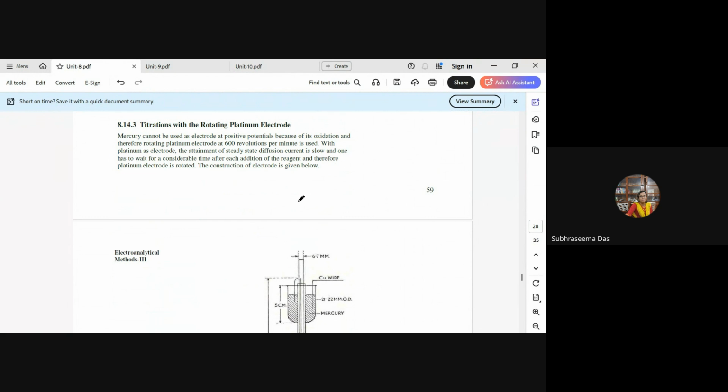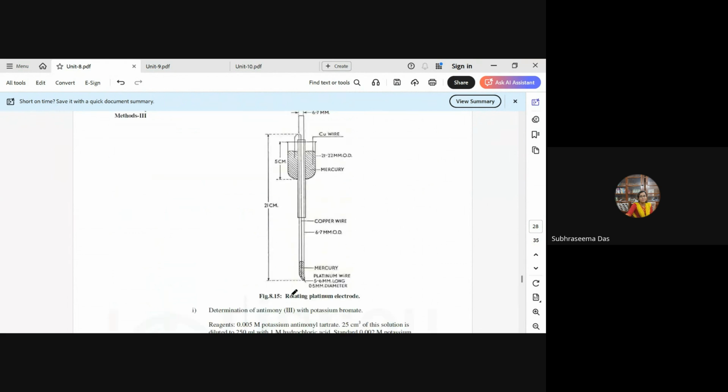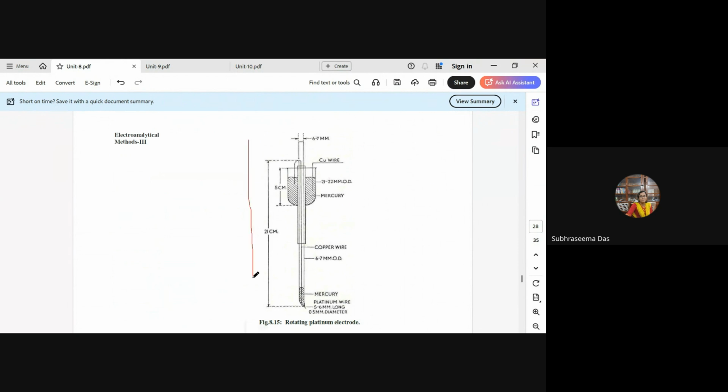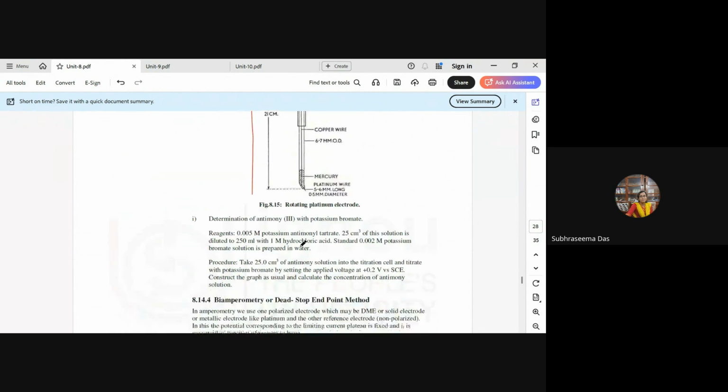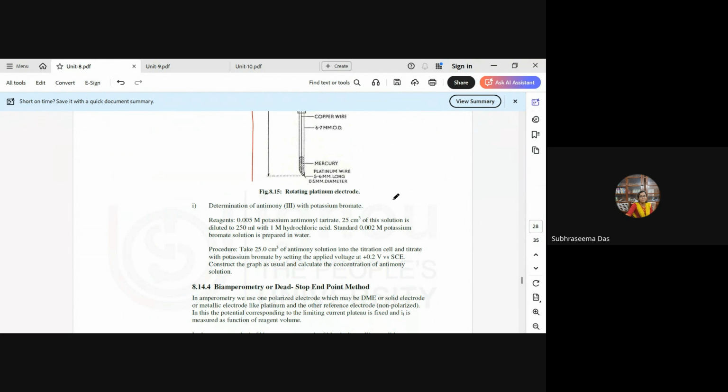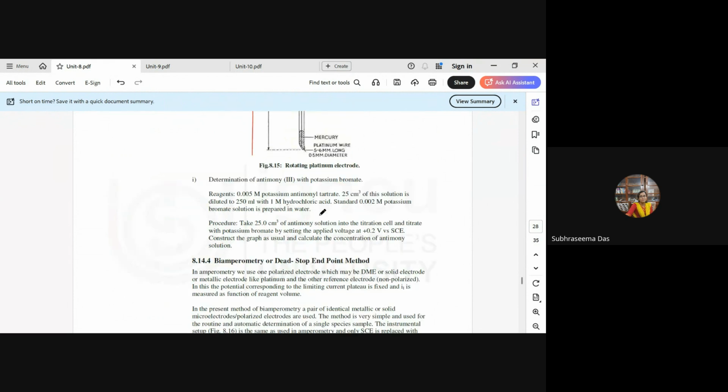The construction of the electrode is given below. So here is the rotating platinum electrode, or what we call the RPE. The determination of antimony with potassium bromate. The reagents are 0.005 molar potassium antimonyl tartrate. 25 ml of this solution is diluted to 250 ml with 1 M HCl.